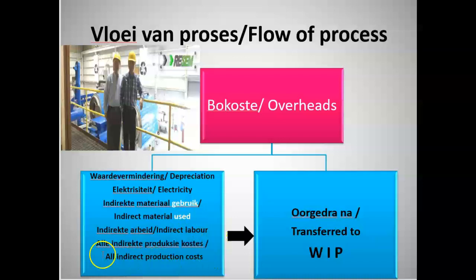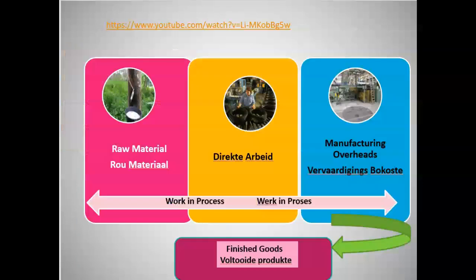Indirect labor cost and all other indirect charges, I'm going to accumulate all that in the overhead account, and at the end of the period I'm going to transfer all those costs to work in process. Remember what I said in the beginning, work in process is raw material, direct labor and manufacturing overheads. Everything issued to the factory floor up to the point of completion where it's transferred to my finished products, my sales department.